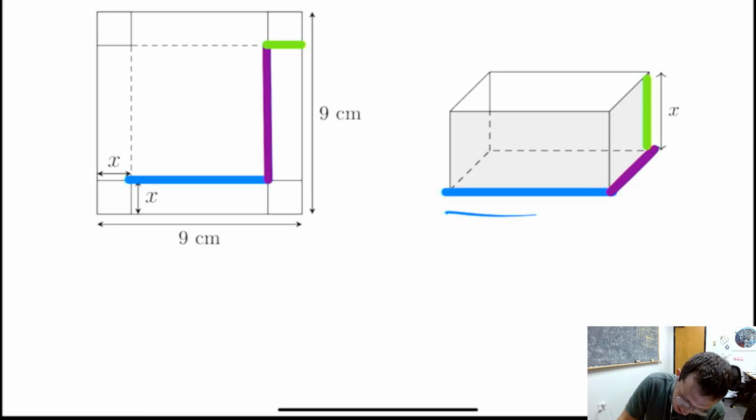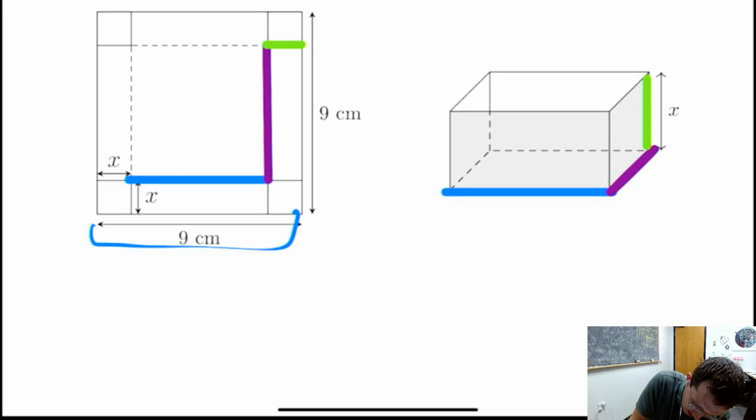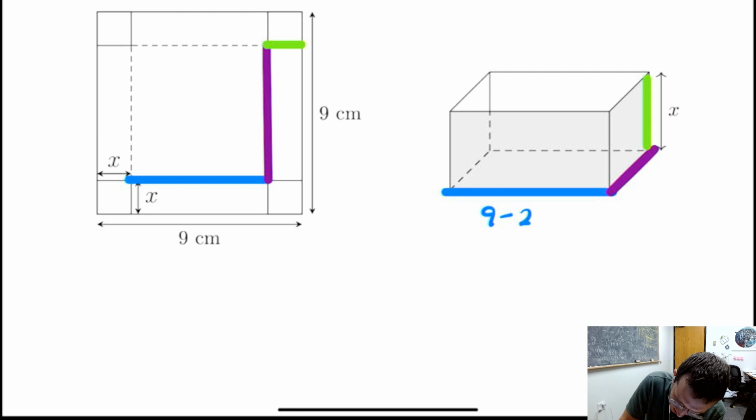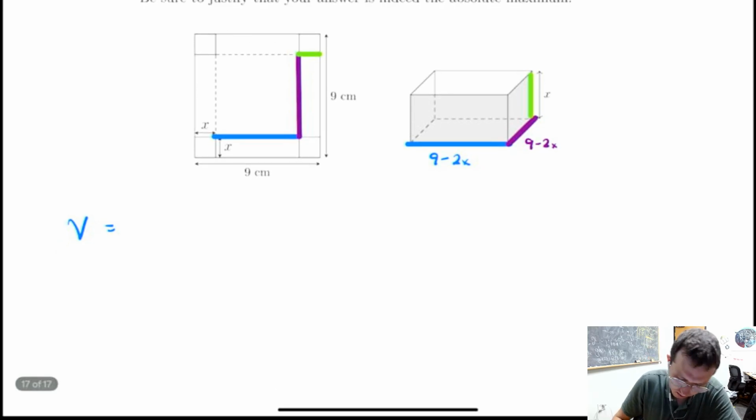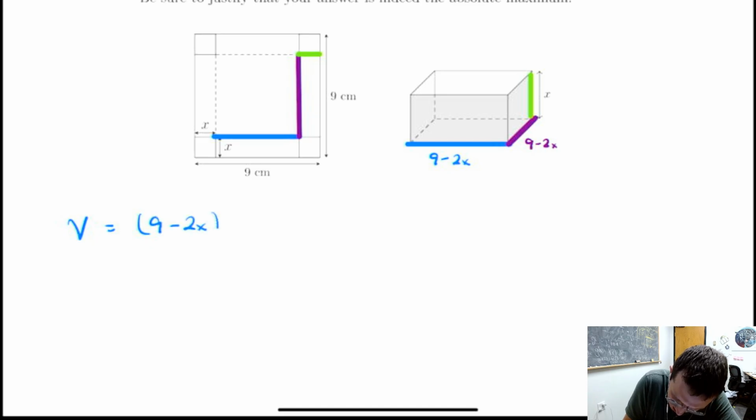So how long is this? Well, this is 9 minus x and minus another x. So it's 9 minus 2x. And this also is 9 minus 2x. And the height is x. They've already marked that for us. So the volume is length times width times height.